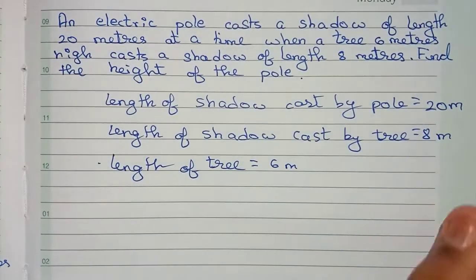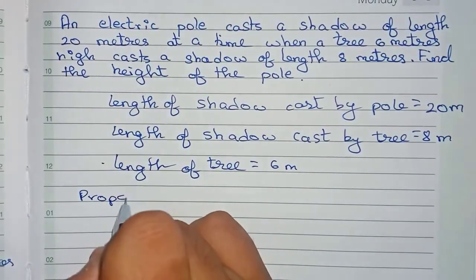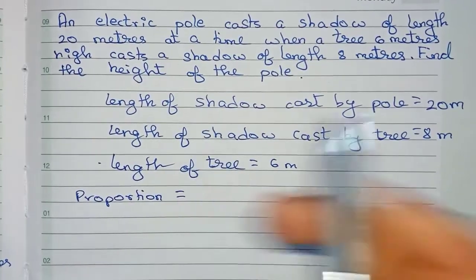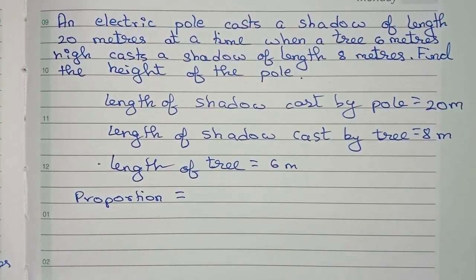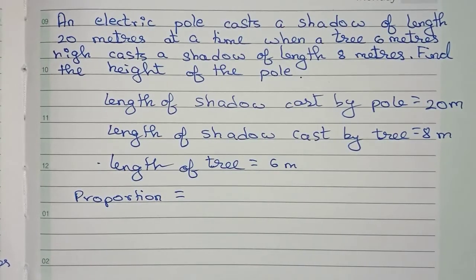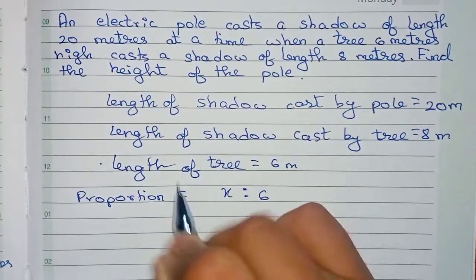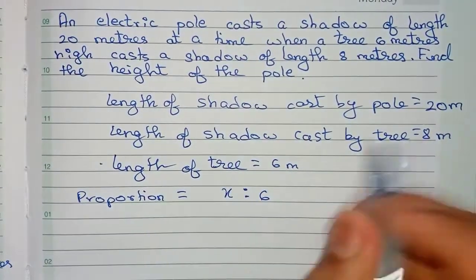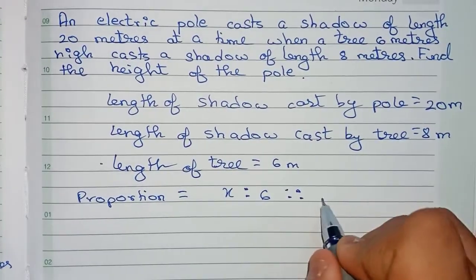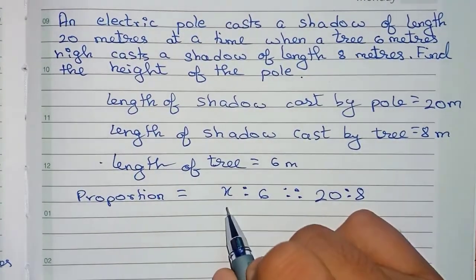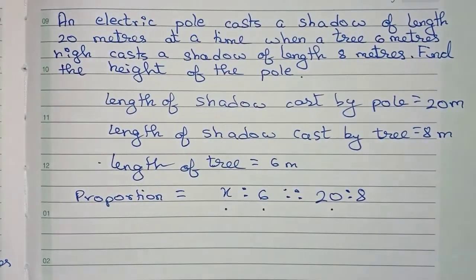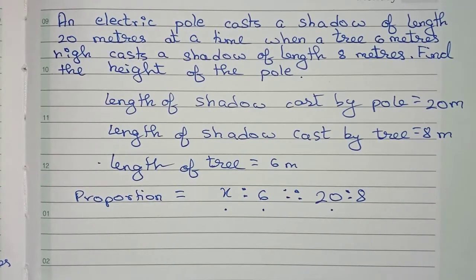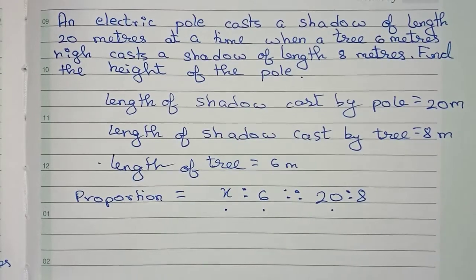For that, we make it in proportion. The first will be the length of the shadow cast by them, and the second will be the length of them, that means the length of the pole and the tree. So first we write x is to 6, that means the length of the pole and the tree, as 20 is to 8. So x is the length of the pole, 20 is the shadow cast by the pole, 6 is the length of the tree, and 8 is the length of the shadow cast by the tree.